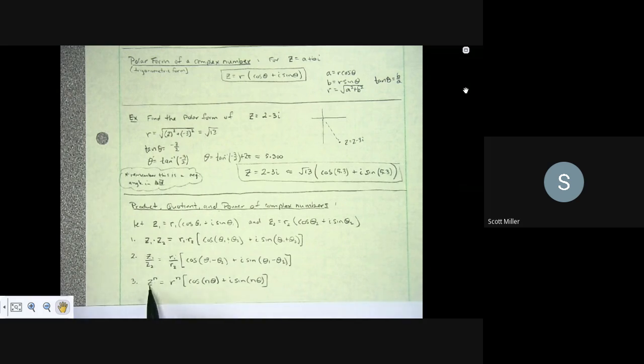And if I'm going to raise it to a power, I just take the r and raise that to the same power, and then that exponent up there gets multiplied to the angle inside.